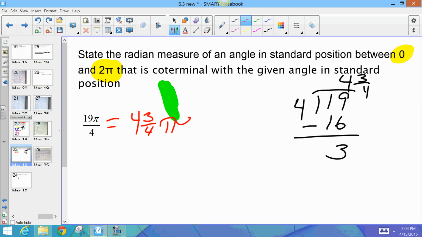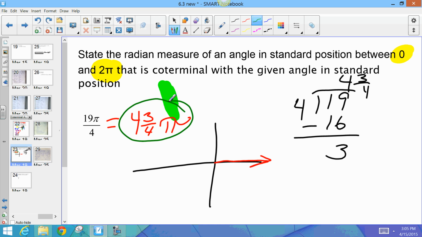All right, let me draw this. Here's my axes. Okay, this is positive. So the initial ray is positive x-axis, and this is going to rotate in the counterclockwise direction. It is going to rotate more than one whole circle because this number is greater than 2 pi. As a matter of fact, there's 2 pi, one full circle. It is going to rotate another full circle because that is greater than 4 pi.